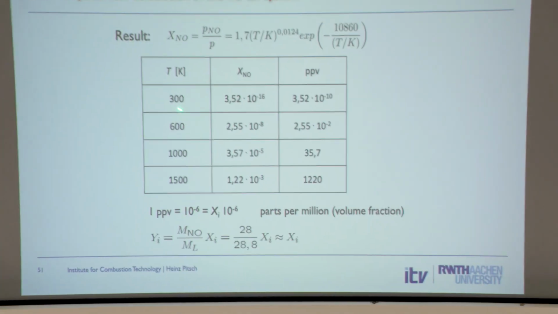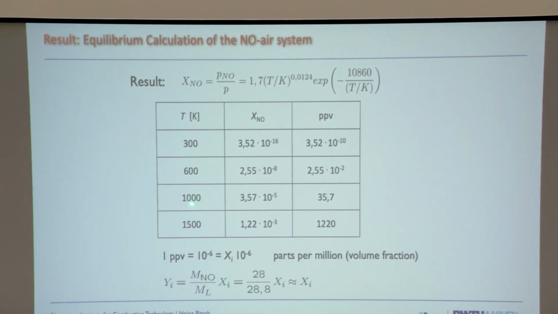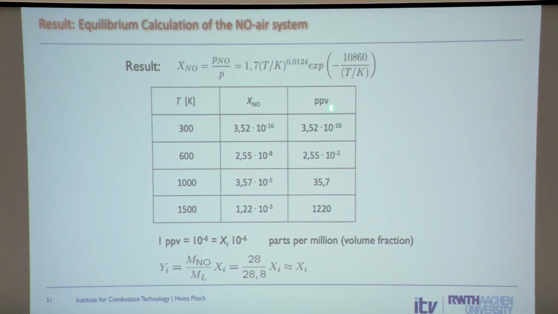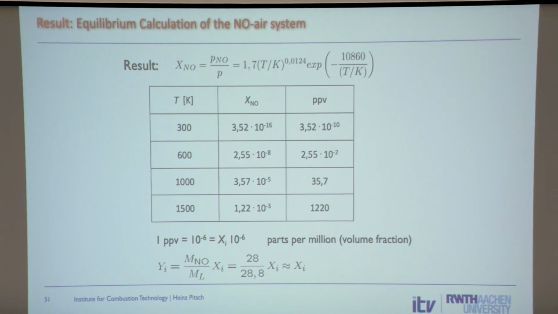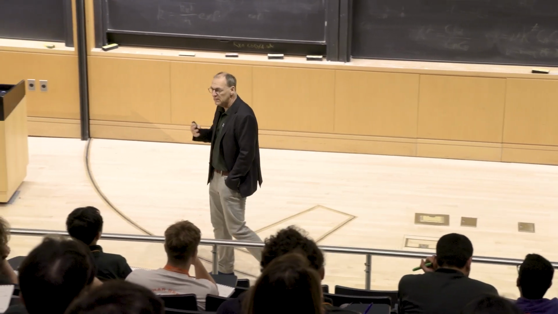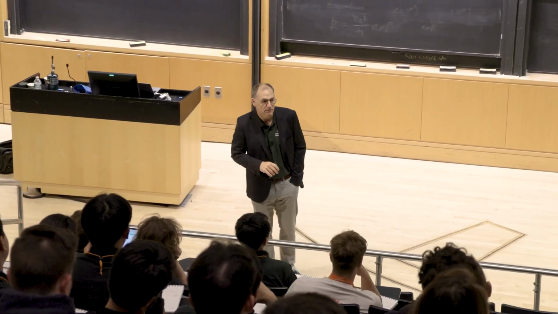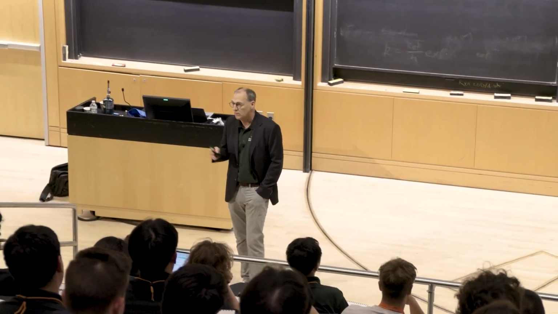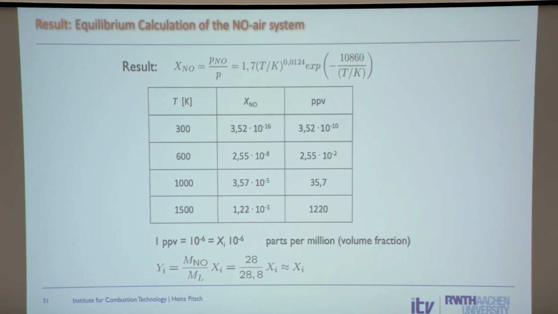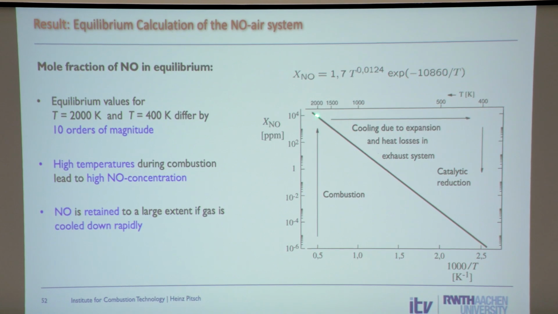Okay, but then if we go to higher temperature, 300, 600, 1,000, 1,500, you see you get a very, very strong increase to about 1,000 ppm. 1,000 ppm, 2,000 ppm, that's the NO emission of a bad diesel engine from the 1990s. Okay, so that's a very large value. Today we don't want to have these large values anymore.